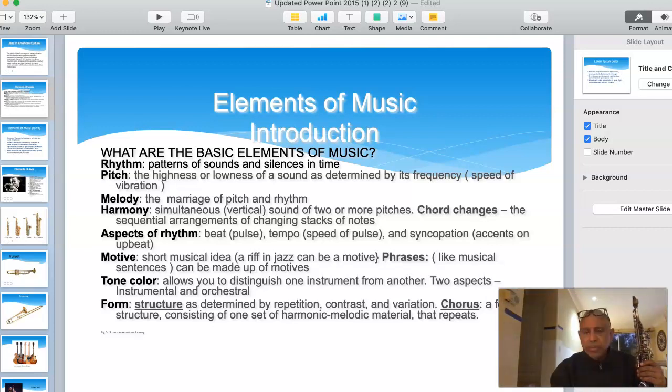Rhythm. We'll start with rhythm. Rhythm is the pattern of sounds and silences as perceived through time, right? So they don't have to be regular, they can be irregular. I'll play a regular rhythm first. And an irregular rhythm.